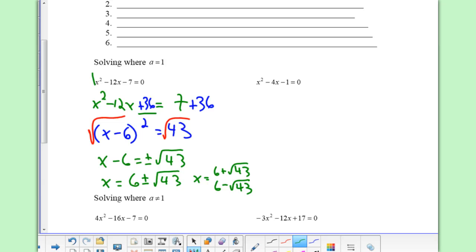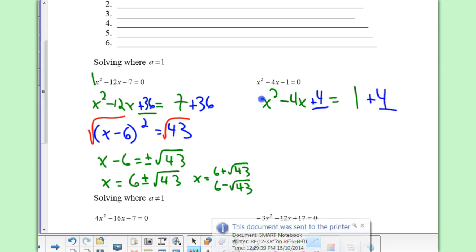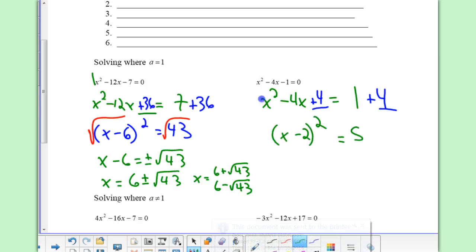So we continue on with example 2, and in this example, you have x squared minus 4x. You take that 1 to the other side, and now you need to make this a perfect square. So what number do I add? Well, I end up with plus 4, divide by 2 and square, plus 4. That makes it good. I now factor it, and I've got x minus 2 squared is equal to 5.